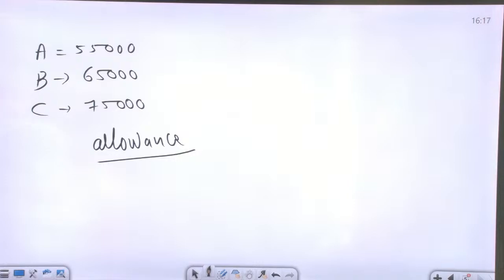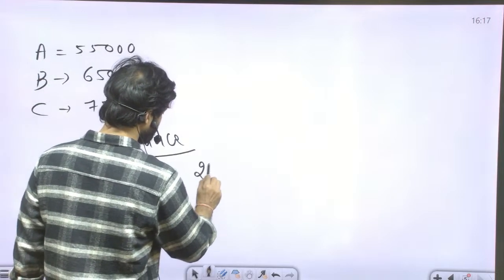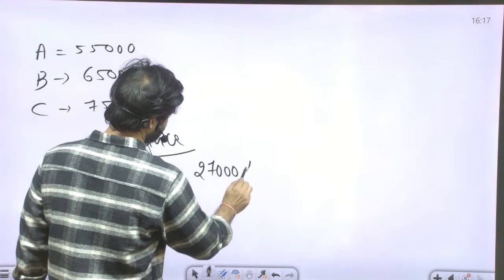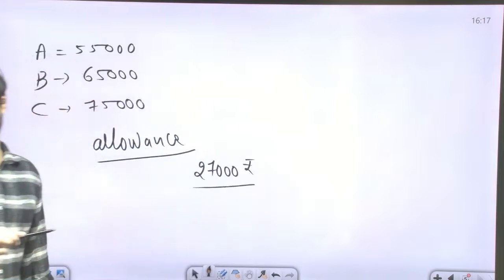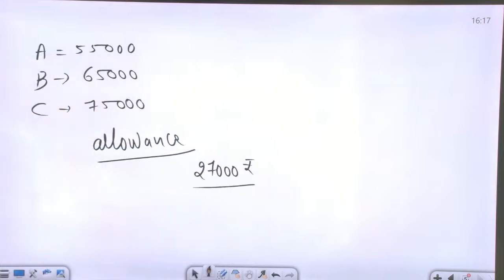If the money received by C is 27,000 rupees, then find the total profit.